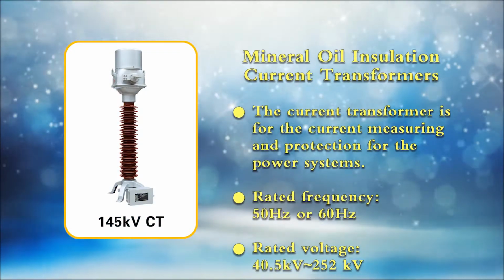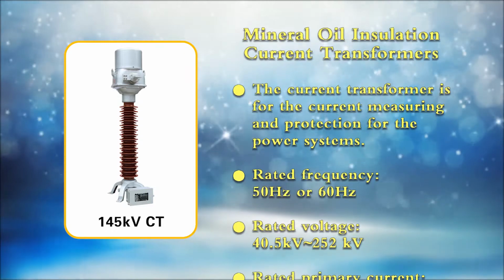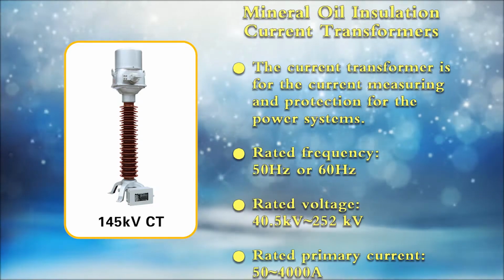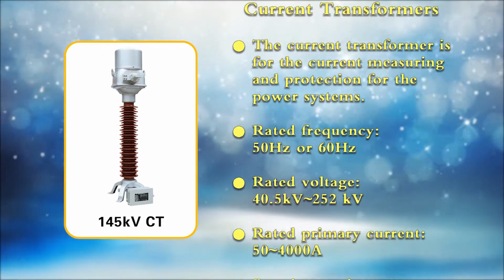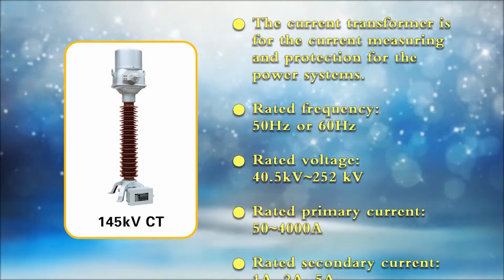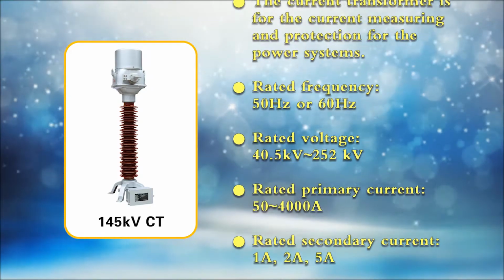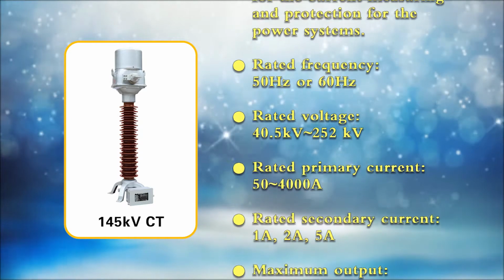Mineral oil insulation current transformers. The current transformer is for current measuring and protection for the power systems. Rated frequency 50 Hz or 60 Hz.